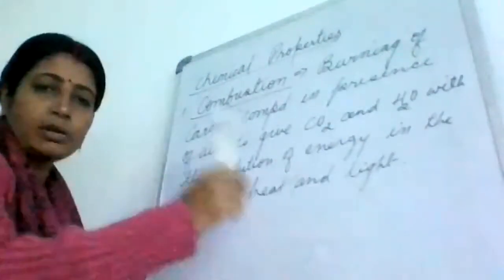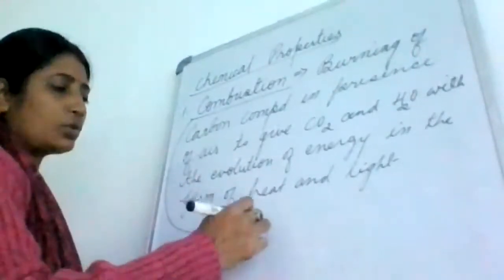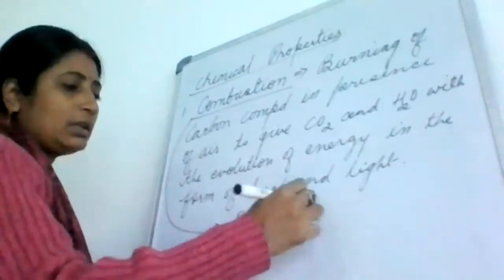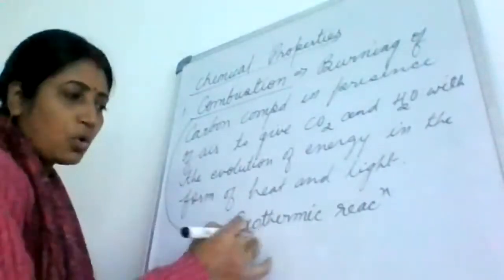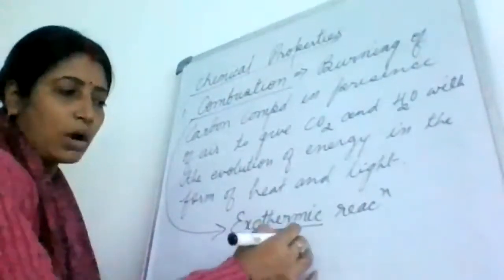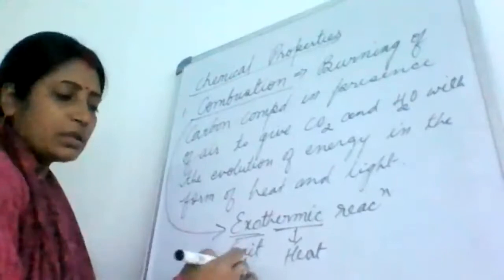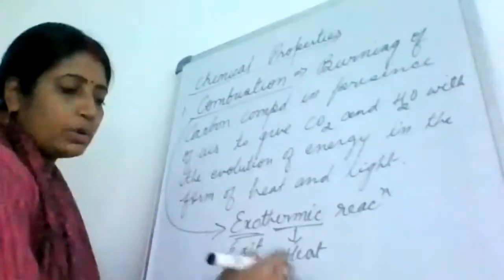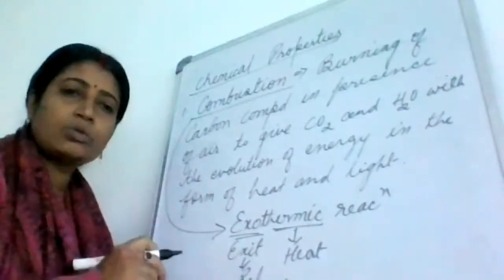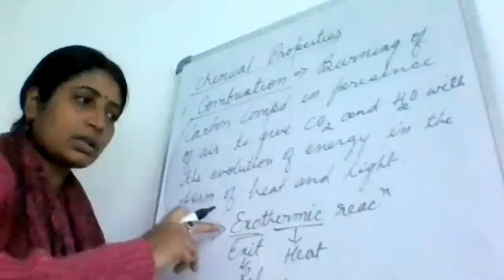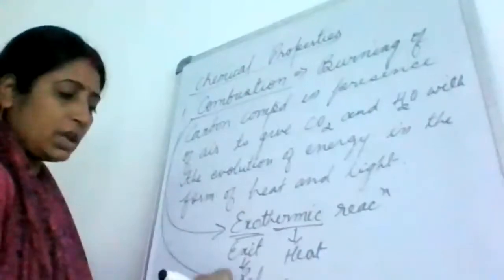in the form of what? Heat and light. So combustion is a kind of what? It is a kind of exothermic reaction. What kind of reaction is it? Exothermic. Thermic means heat, and exo means exit. Exit means release. So release of heat energy. And along with heat energy, what else is given out? Light is also given out. This is a kind of exothermic reaction, and we can also say that this is an oxidation reaction.